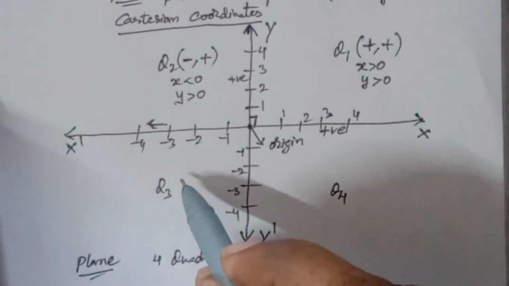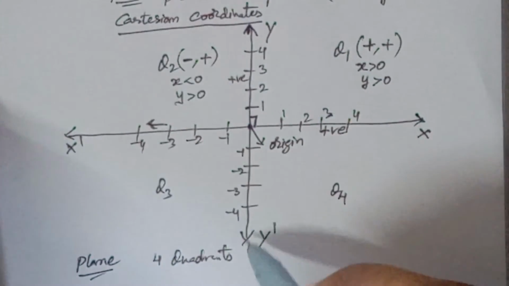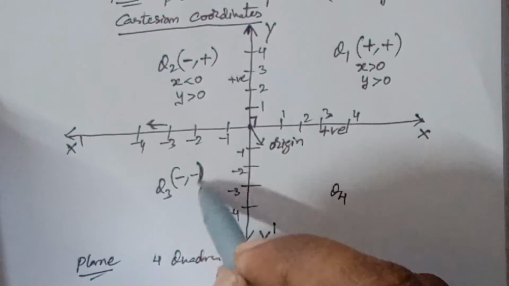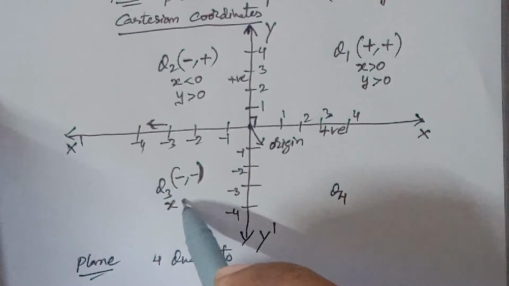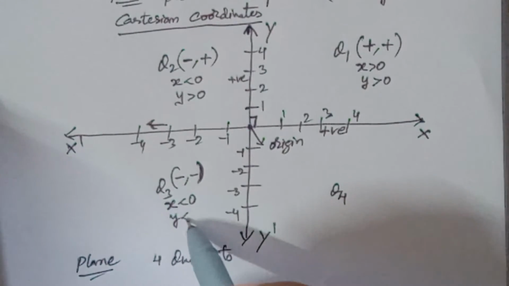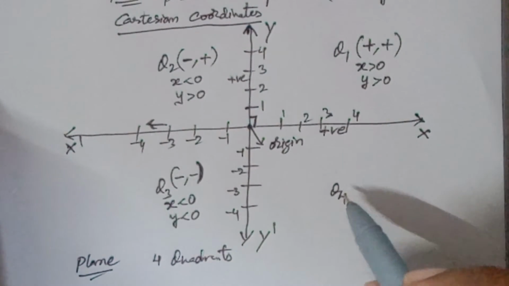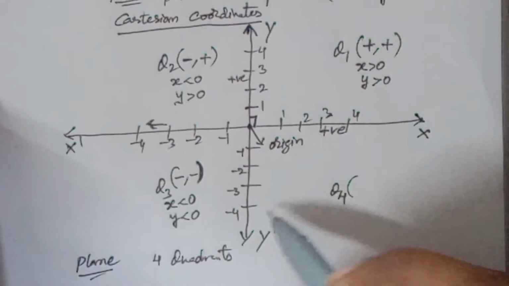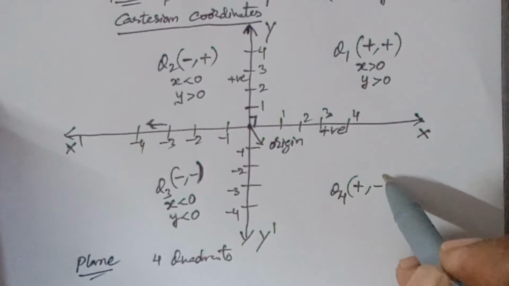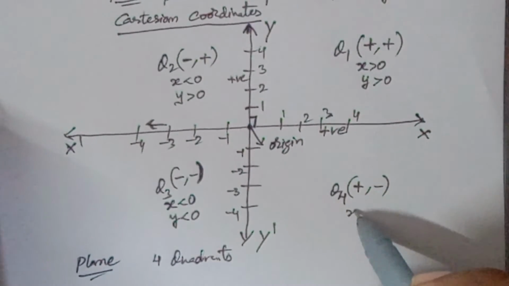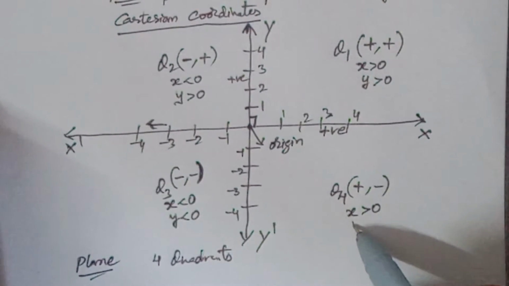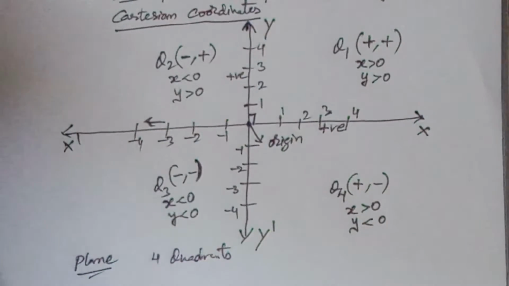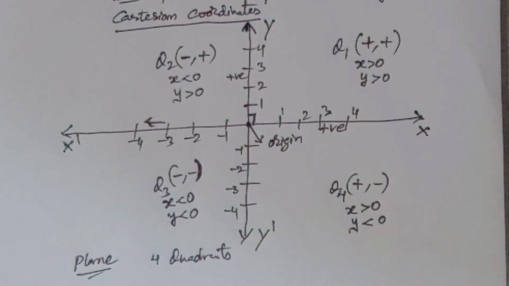Now if you take the third quadrant, here x is negative and y is also negative, so you can write x is less than 0 and y is also less than 0. Now in quadrant 4, x is positive and y is negative, so you can write x is greater than 0 and y is less than 0. These are the basics we have in this topic.